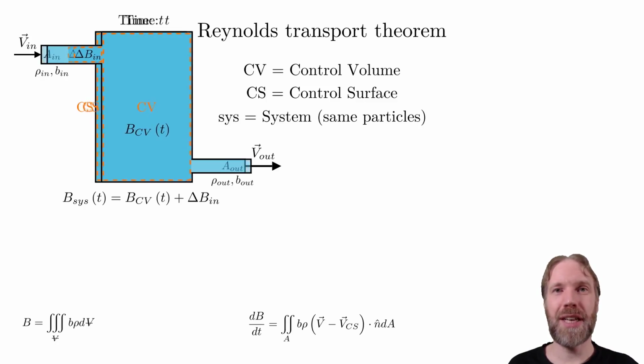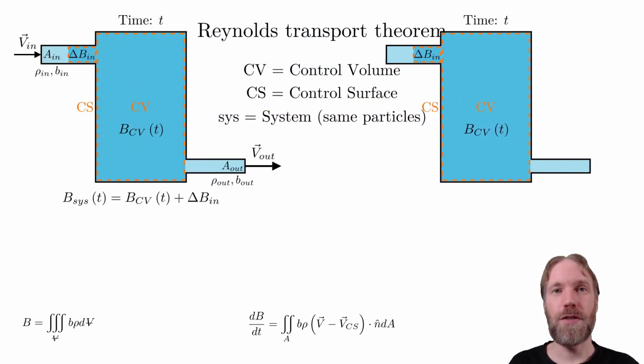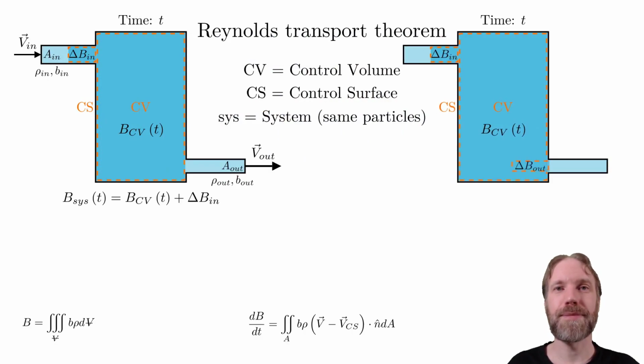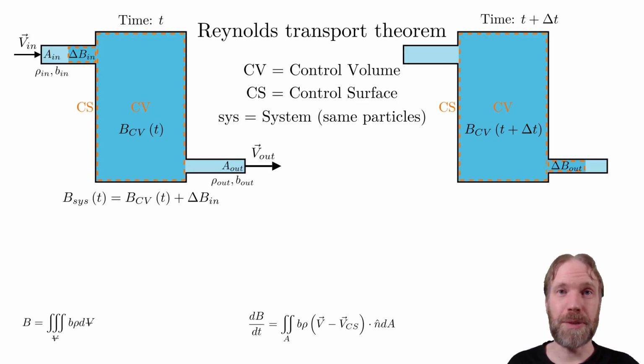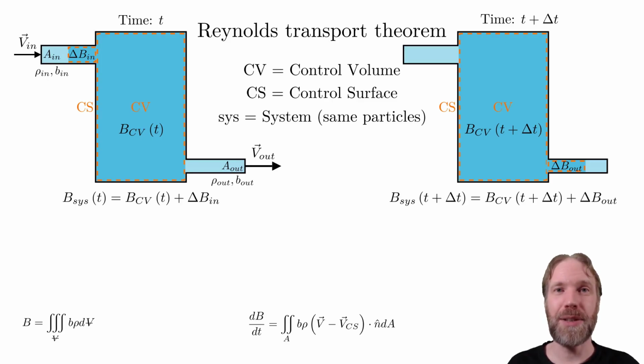Make a copy of the system and let this copy propagate one time step. The particles in delta B in have now merged with the control volume, and some others have left the control volume. Call the particles of those that left delta B out. The darker particles should now be exactly the same particles for both cases. We can thereby calculate our property B for a system at this new time t plus delta t as the value inside the control volume, B CV of t plus delta t, and the amount that left the control volume, delta B out.